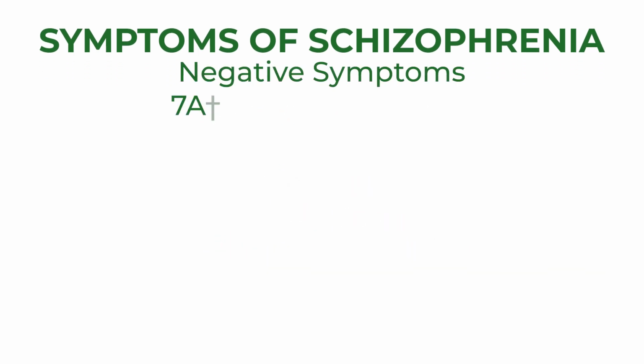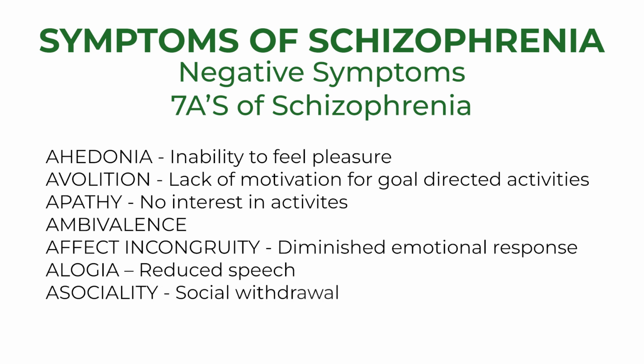The negative symptoms, those are the A's. We classify it as the 7 A's of schizophrenia, and that is under the negative symptoms. The anhedonia, which is the inability to feel anything pleasurable. Avolition, patient lacks motivation for goal-directed activities. Patient has apathy, they don't have interest in doing anything. Ambivalence, you see them having affect incongruity, which is when they have a diminished emotional response.